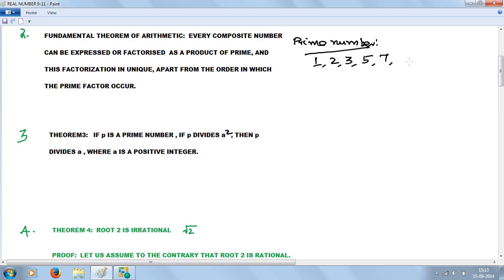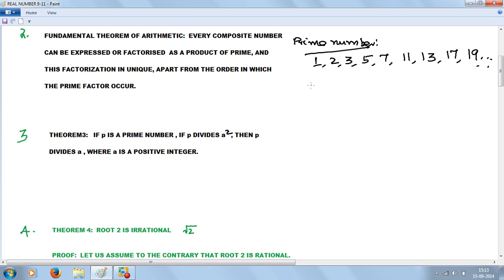So 8, 9, 10 are not prime numbers. 11, 13, and 14, 15, 16 are not prime. Again 17, and it goes on. So what is the fundamental theorem? Each composite number can be expressed or factored as a product of primes, and the factorization is unique.